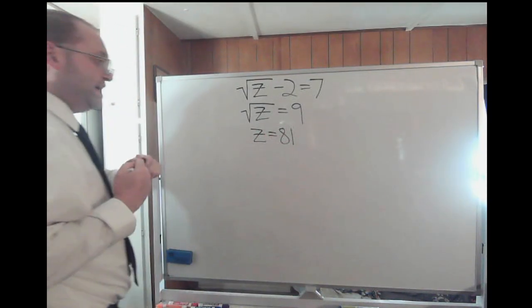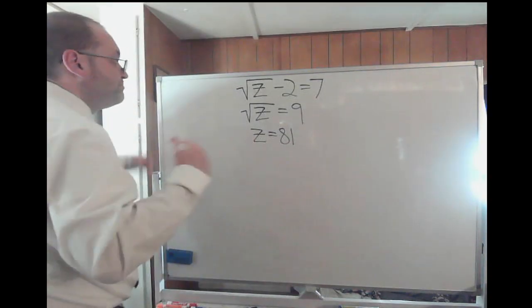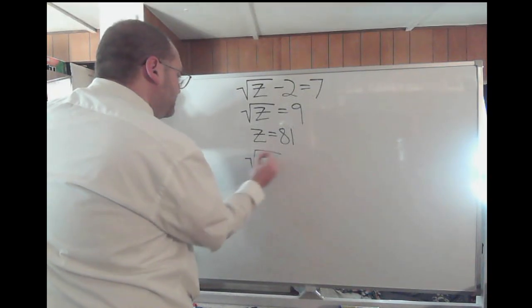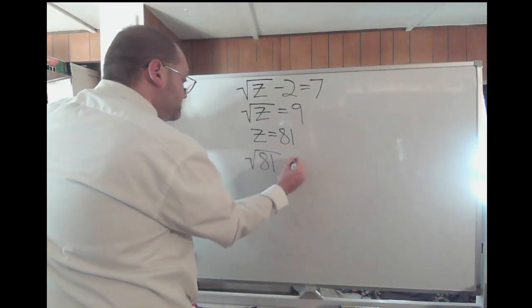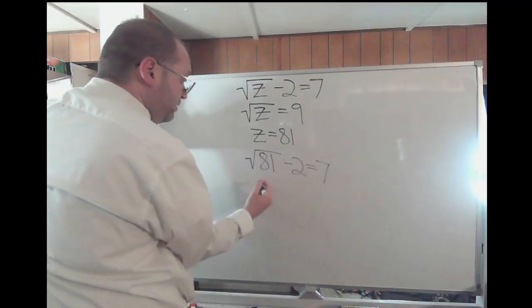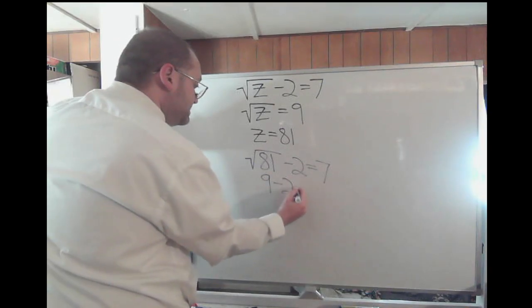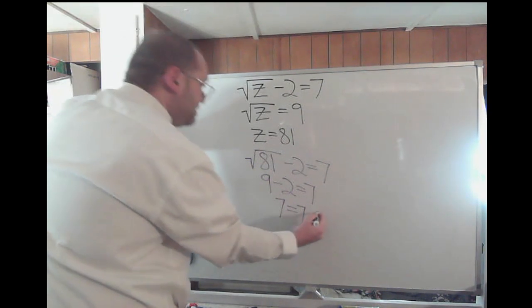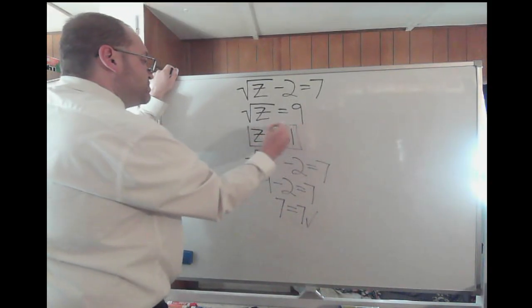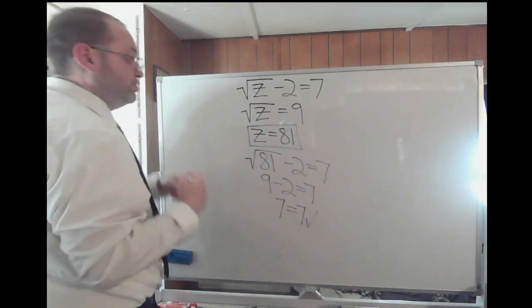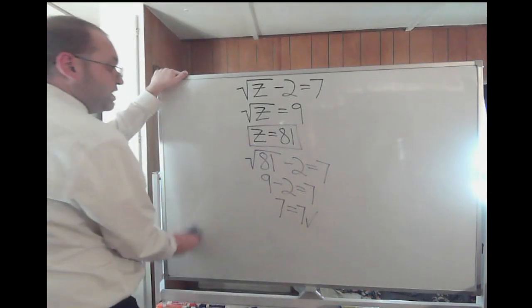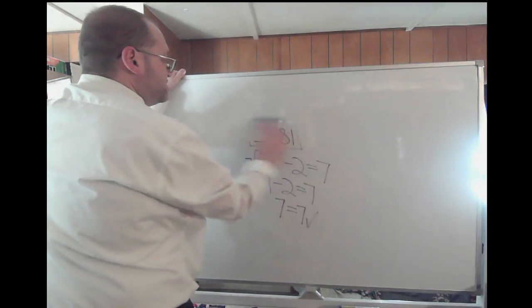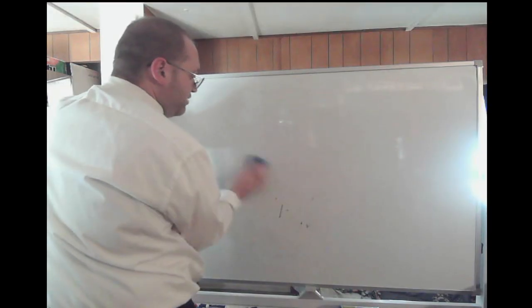But is 81 the actual solution? Let's see here. If I take the square root of 81 minus 2, is that equal to 7? Well, the square root of 81 is 9, minus 2, is that equal to 7? Yes, 9 minus 2 does equal 7, so 7 equals 7. We have a true statement. So the answer we're looking for here is z is equal to 81. So yeah, that was pretty simple too. Just getting the square root by itself and then going for the solution.